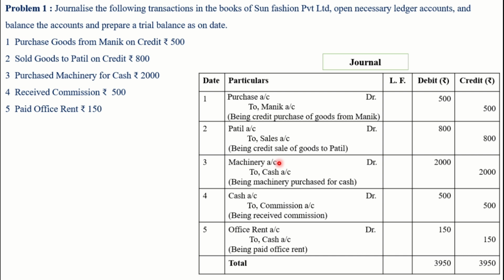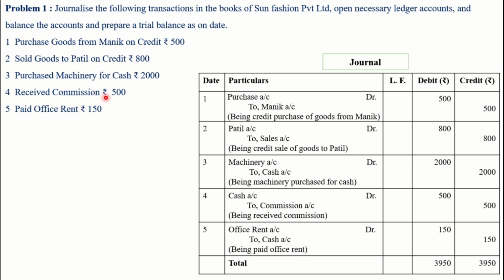Machinery account is a type of real account, and rule of real account is debit what comes in. Here machinery is coming into the Sun Fashion Private Limited. That's why machinery account is debited with rupees 2000 to cash account. Here cash account is also real account, and rule of real account is credit what goes out. Cash is going out of the business. That's why cash account is credited with rupees 2000. Narration is being machinery purchase for cash. Clear third transaction. Now fourth transaction.